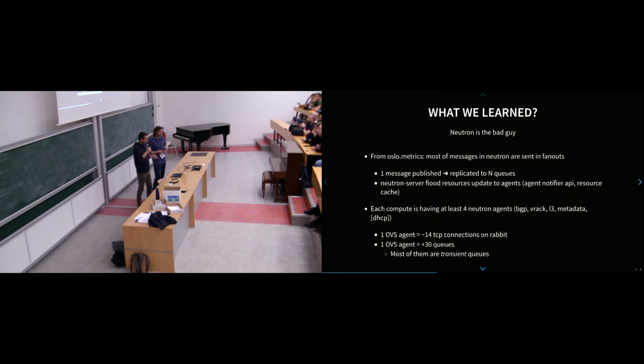We learned that. And we have a lot of agents on our side because we deploy the OVS agent, L3 agent, metadata agent, DHCP agent. So you can imagine each of them is doing a lot of TCP connections to the cluster. Each of them is creating a lot of queues. So we have a lot of queues on the Rabbit cluster with a lot of messages going through it. It's huge. So we learned that at least.